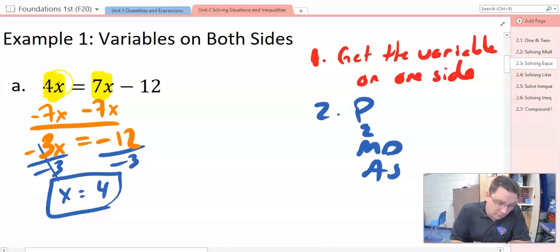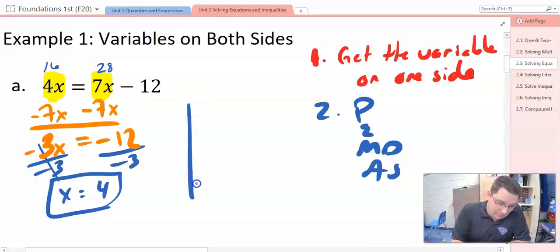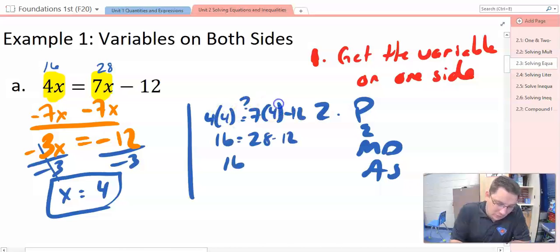And if we check this answer out, 4 times 4 is 16. 7 times 4 is 28, and 28 minus 12 is 16. So this does check out. Now, if you get good mentally, you can do a check like that as well, where you don't have to write out the full check and write out 4 times 4 is equal to 7 times 4 minus the 12. And then to get 16, is that equal to 28 minus 12? And then we see that 16 is equal to 16.